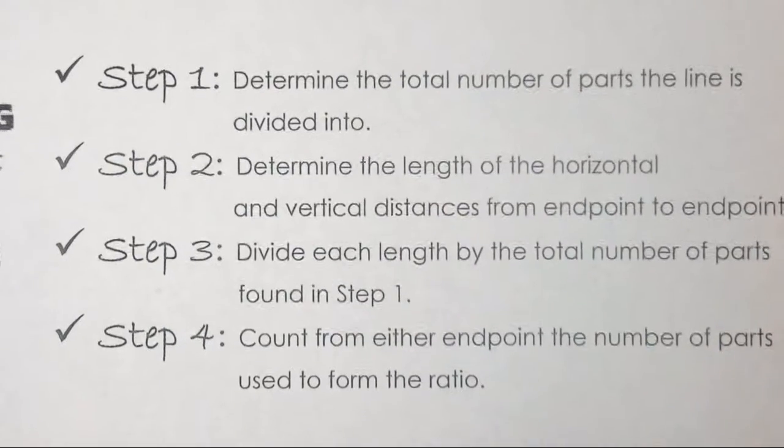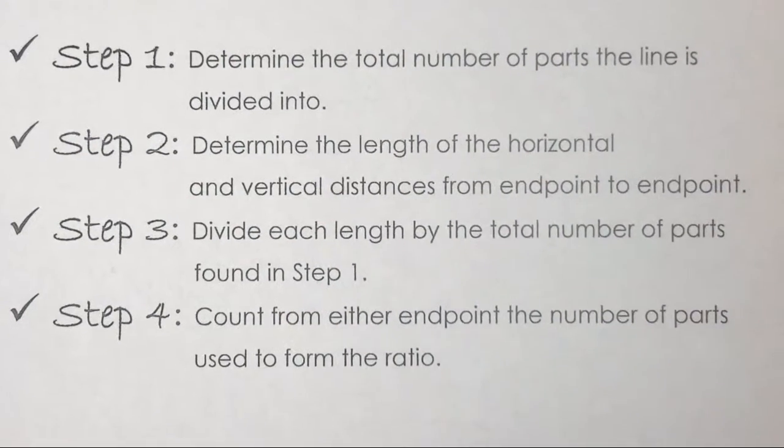Alright, so the steps for partitioning a line segment. This is for when you're doing it on a graph. Most of this is going to sound familiar because most of it's stuff we've already done. Step 1, determine the total number of parts the line is divided into. So easy, you just got to determine the number of parts the line has. Step 2, determine the length of the horizontal and vertical distances from end point to end point.